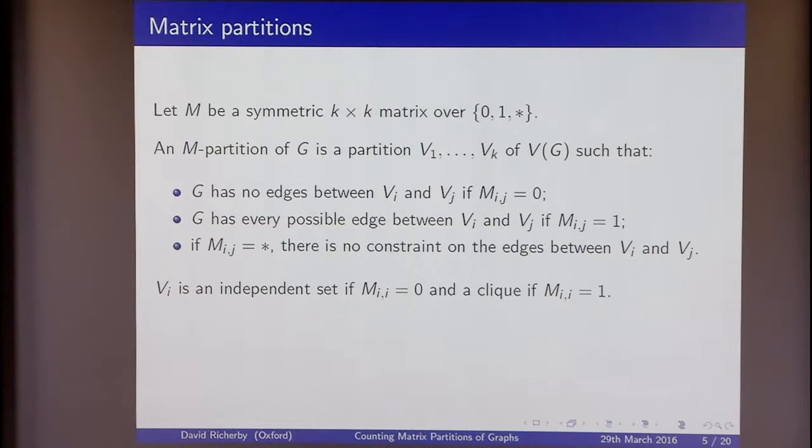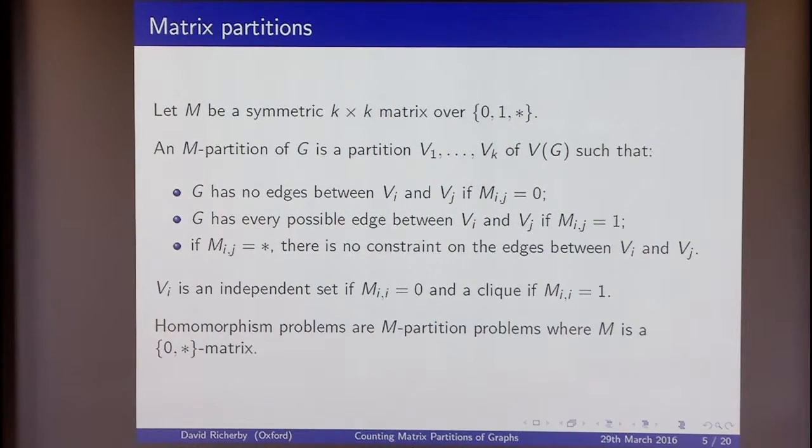This is what happens if i and j are distinct. If i and j are the same, well, if we've got a 0 on the diagonal of the matrix, that just corresponds to the part being an independent set. So we're not allowed to have any edges within it. If we've got a 1 on the diagonal of the matrix, that corresponds to a clique. We don't force loops on each individual vertex, but we say that for every pair of distinct vertices in that part, there must be an edge between them. So if we've got a 1 in the matrix, the corresponding part of the partition must be a clique. And if we've got a star on the diagonal, which I haven't mentioned here, then again, we just don't care what the edge structure is within the ith part of the partition. Okay, and as I alluded to a moment ago, homomorphism problems are exactly these matrix partition problems where your matrix doesn't have any ones in it.